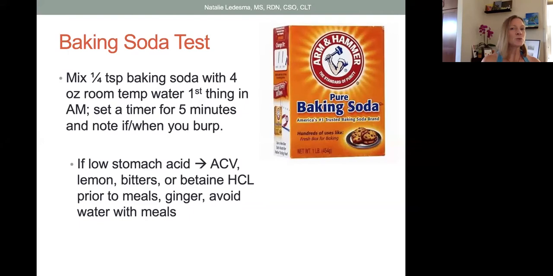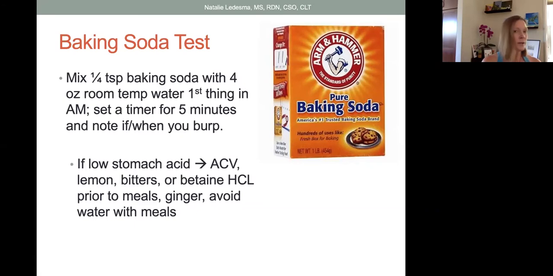And I don't want to bias your results, but because there are so many of you and I may not be getting emails from everyone, if you burp in those first couple minutes, that would suggest you have adequate stomach acid. You take baking soda, which is very alkaline, bicarbonate, right? We mix that with stomach acid, it should cause a reaction.